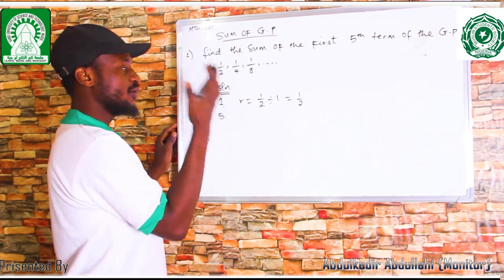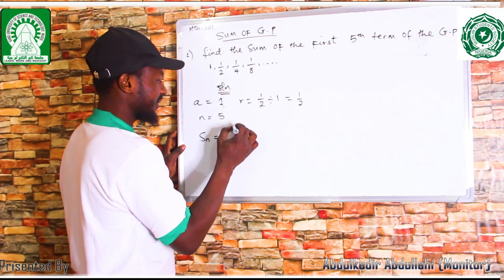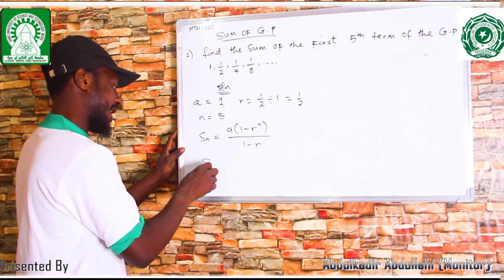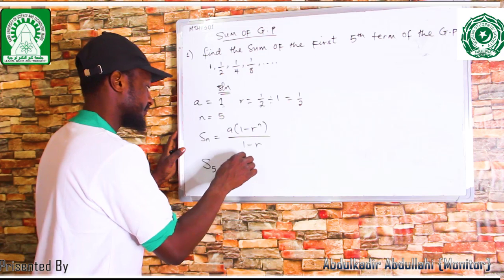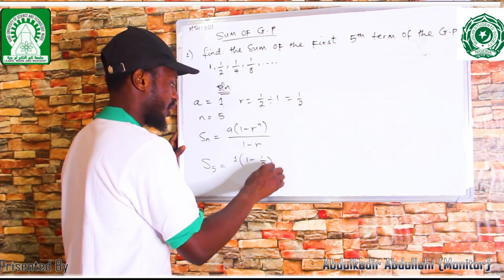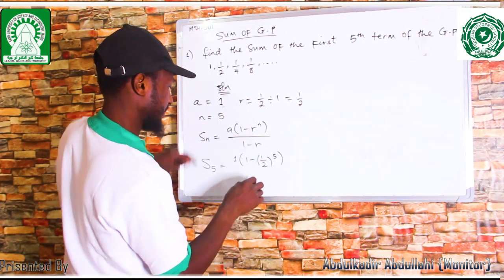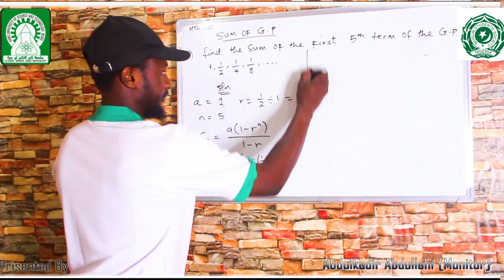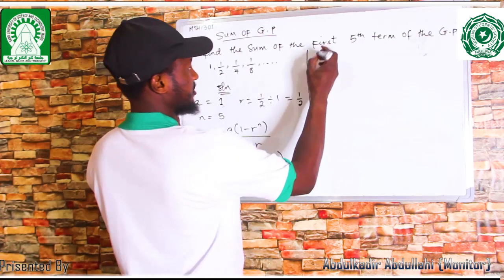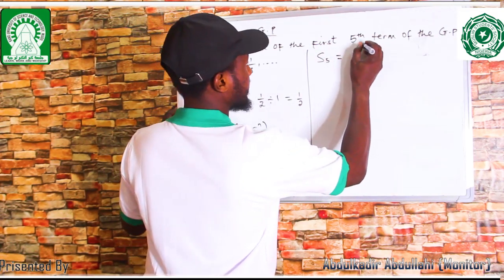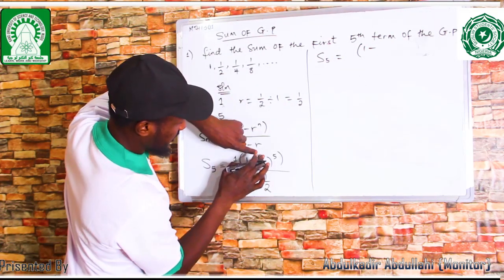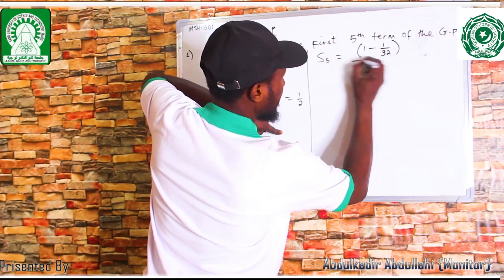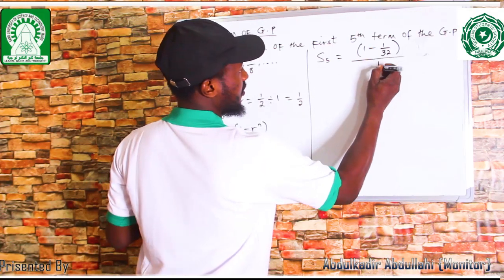Since R is less than 1, we are using the second formula, which says A into 1 minus R power n over 1 minus R. So we are going to have S5 is now equal to A, which is 1, into 1 minus R, R is 1 over 2, all to the power 5, divided by 1 minus R, and R is 1 over 2. So we just simplify. 1 multiplied by anything is just the same thing. So our S5 is equal to open bracket 1 minus, just take the power. 1 power 5 is 1, divided by 2 power 5, which is 32. Now 1 minus 1 over 2 is just 1 over 2.